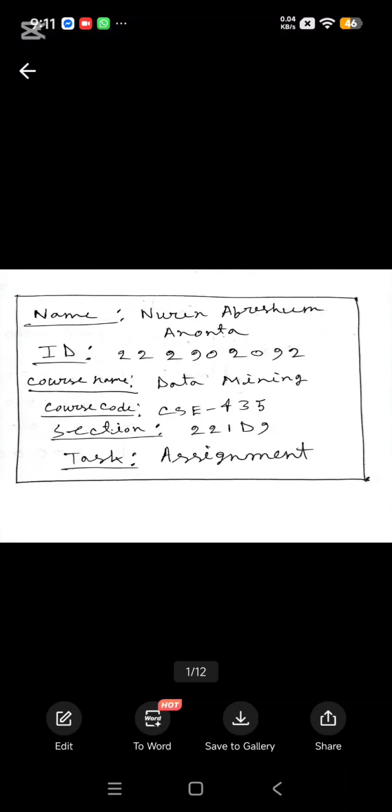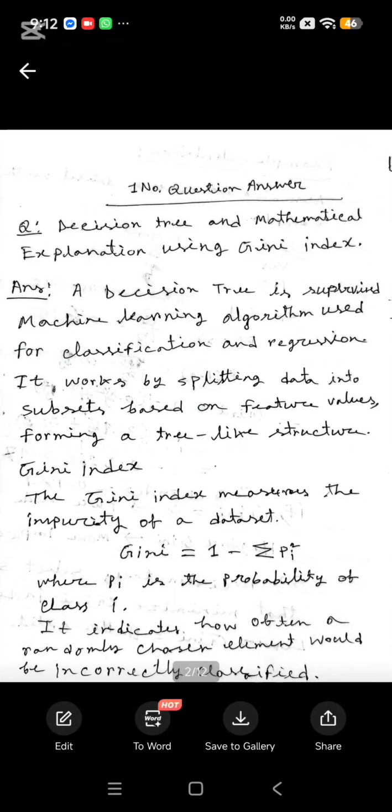ID 222902092, and today I am going to explain the vast concept of machine learning and data mining, focusing on decision trees, model evaluation methods, and clustering techniques. Firstly, decision trees and the Gini index.